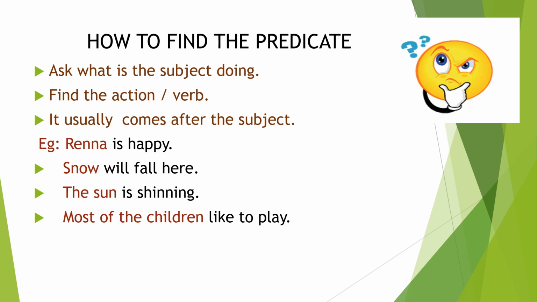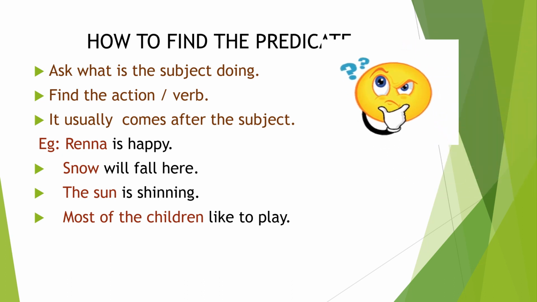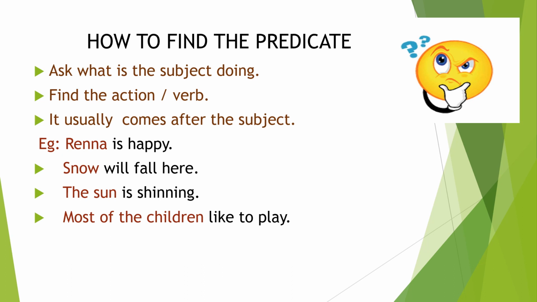Now children, let us identify the predicate in the following sentences. Reena is happy. As discussed earlier, here the subject is Reena. So, what about Reena is happy? She is happy. So, is happy will be your predicate. Second one, snow will fall here. What about snow? Will fall here. So, will fall here will be your predicate.